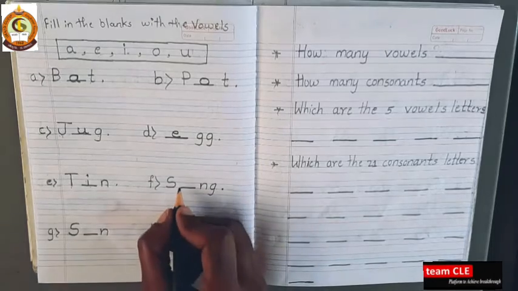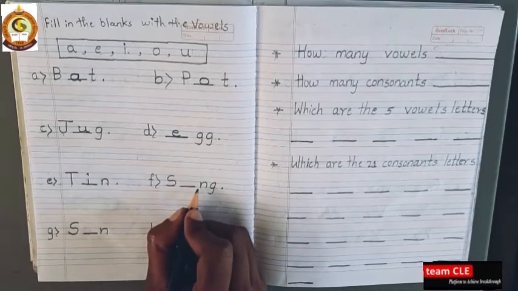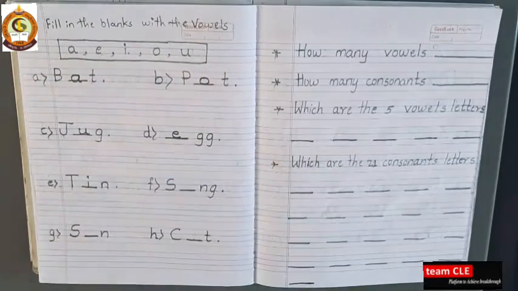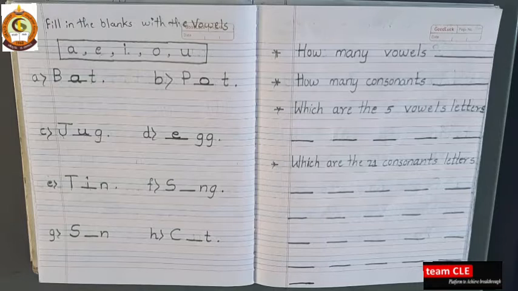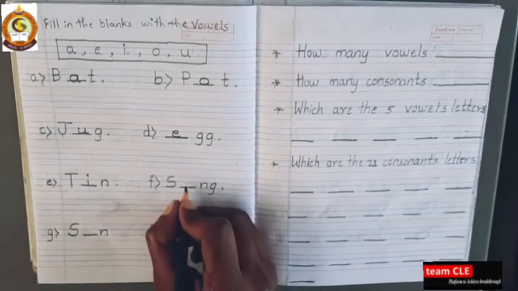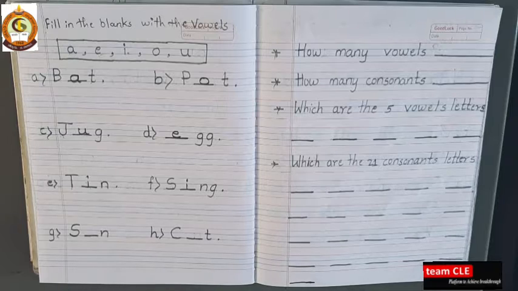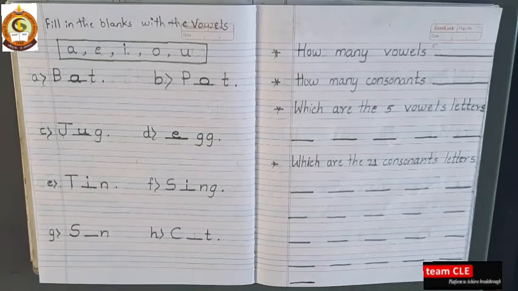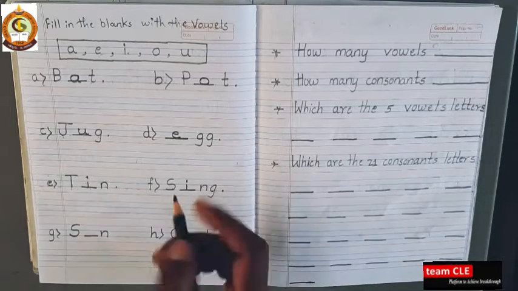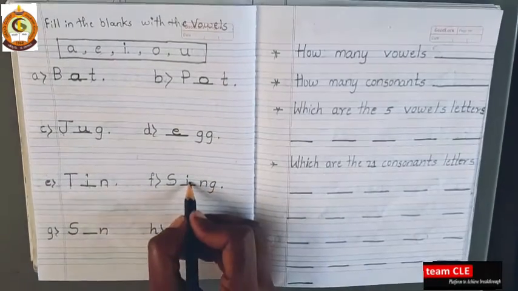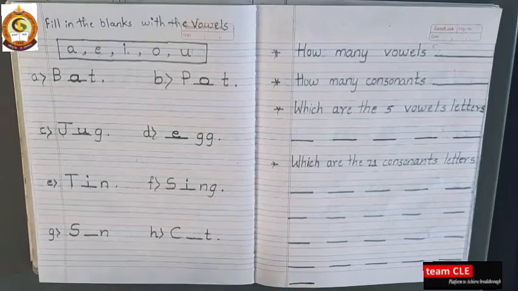So next, S-N-G. So here, children, which vowel is missing? Yes, here the I letter is missing. I vowel is missing here. S-I-N-G, sing. Sing means to sing a song. S-I-N-G, sing. So the I vowel is missing here. Okay, next.